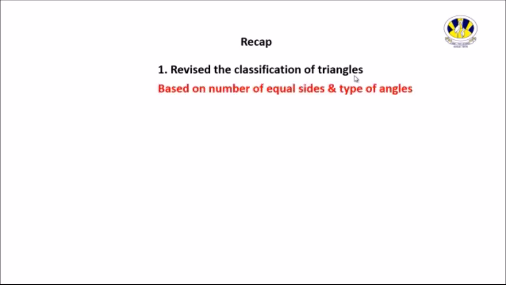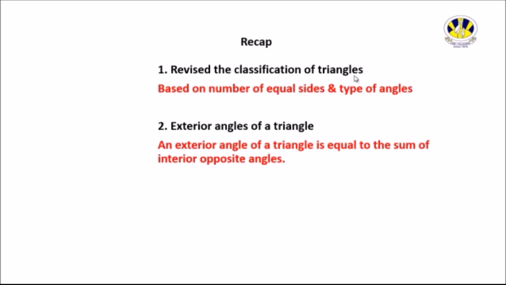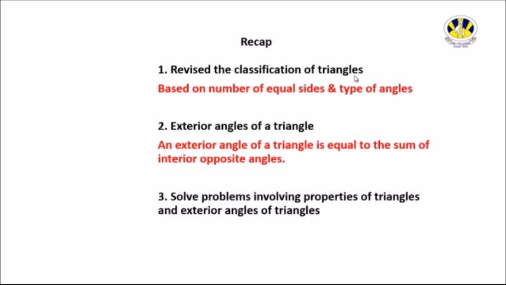Now let's recap what we learned today. We first revised classification of triangles based on number of equal sides and types of angles. Then we learnt about exterior angles of a triangle, where an exterior angle of a triangle is equal to the sum of interior opposite angles. We also solved problems involving the properties of triangles and exterior angles of triangles.